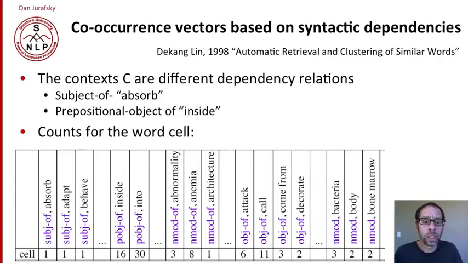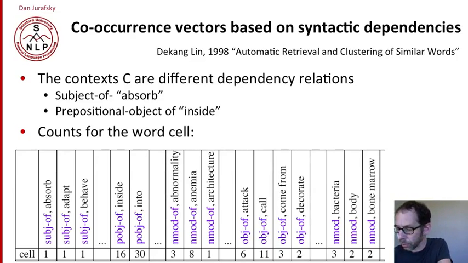And we can capture this by using co-occurrence vectors that are based on syntactic dependencies. So we say that the context, instead of being counts of words with previous 10 words or following 10 words, the context instead are how many times I have a particular word as my subject, or how many times I have a particular word as my adjectival modifier.